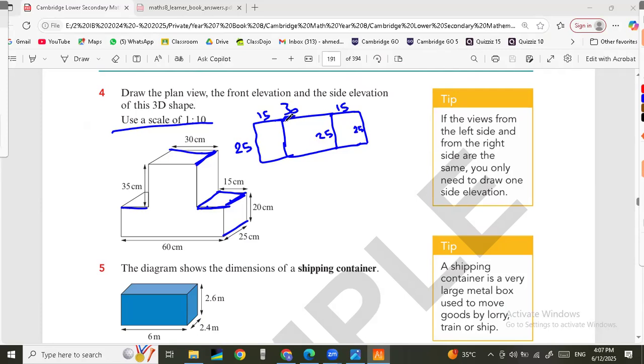So you're going to need to draw here with your ruler just 3 centimeters. And what about here? It is going to be divided by 10. Each one is actually 10. So it's going to be 1.5. Well, here is going to be 2.5. And here 1.5 and so on. Okay, so this is the top view.